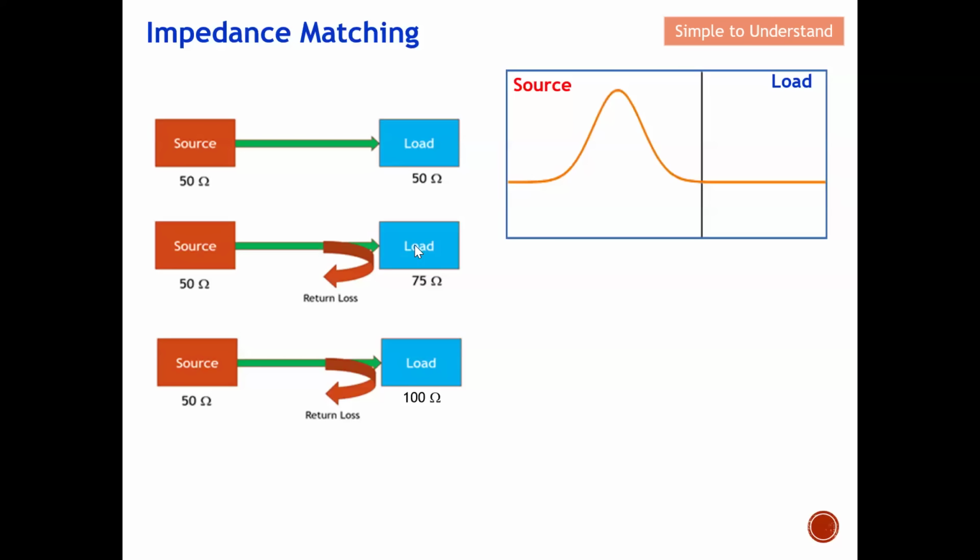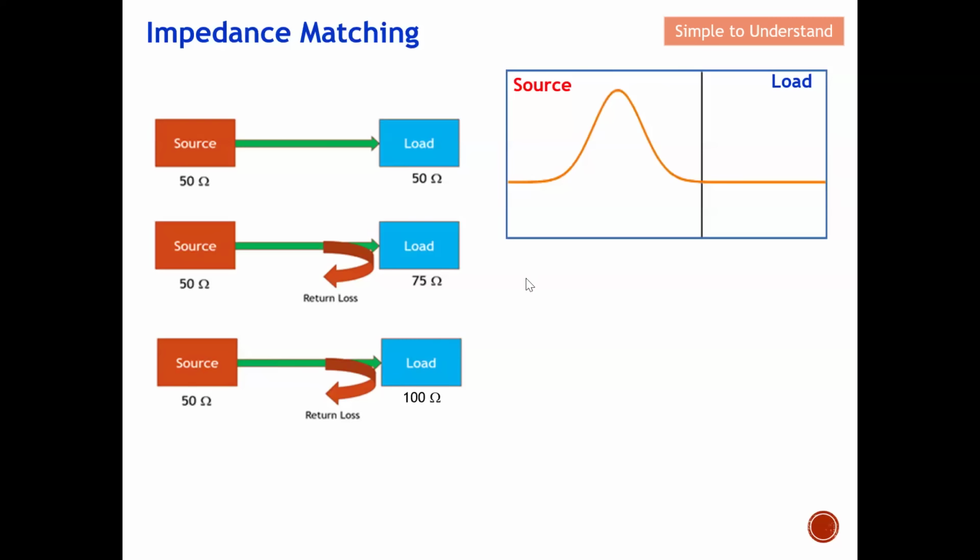even less power will be delivered to the load. In the next diagram here, you can see that there is a further mismatch of impedance between the source and the load. Again, you can imagine that more will be reflected back and less will be propagated towards the load. So this is actually what impedance matching is, which I will explain later on.